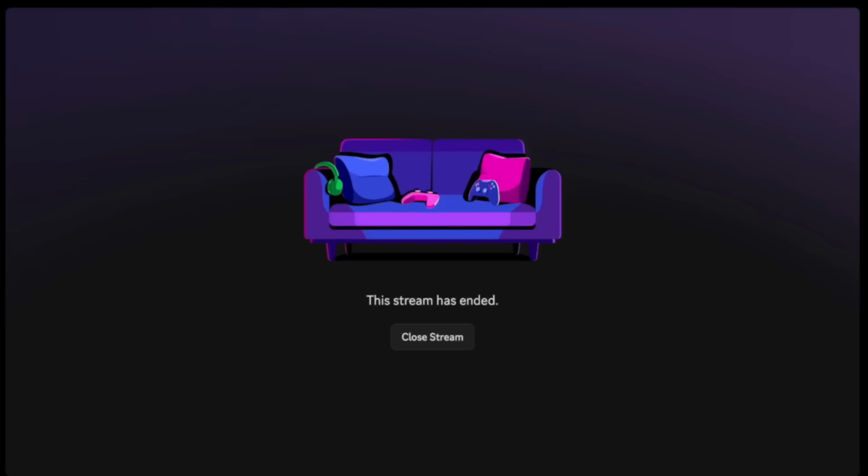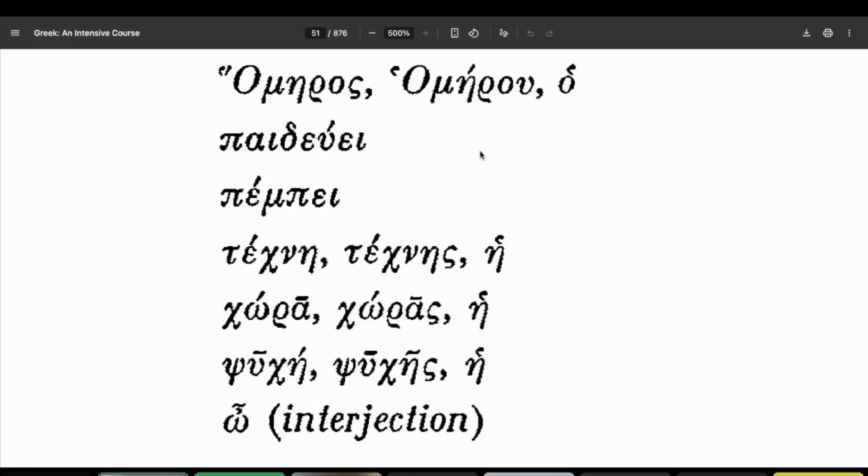Fantastic. Psyche. What is a psyche? Soul. And hora. What is hora? Is that land, country, or is it gift? Think of it as like the countryside, right? It can be a parcel of land. It can be land, the countryside as opposed to the city.